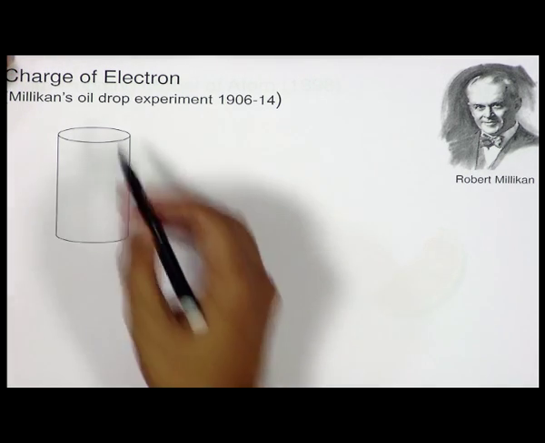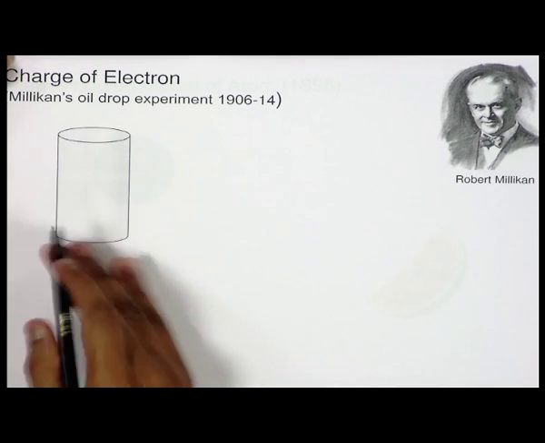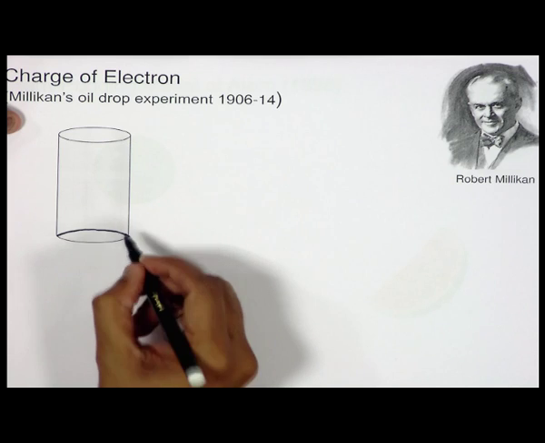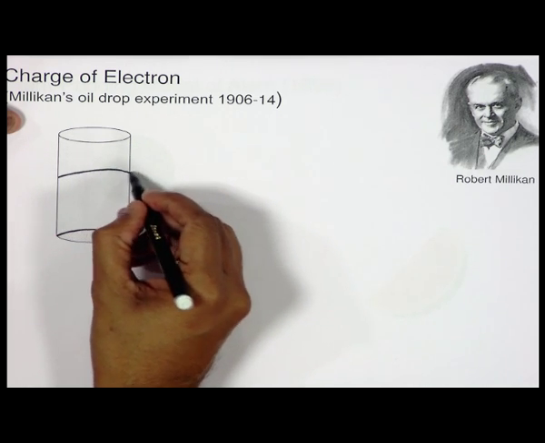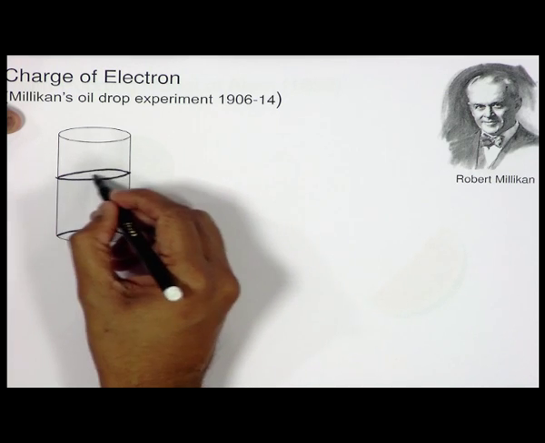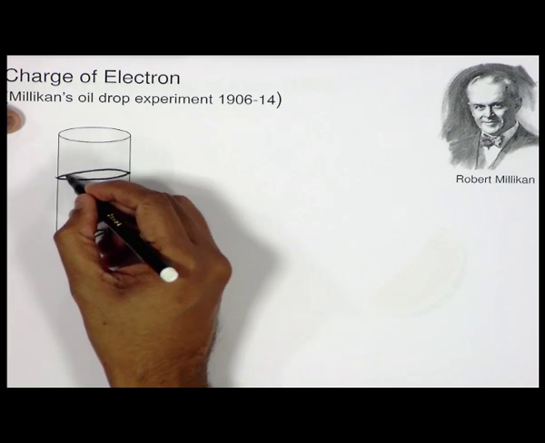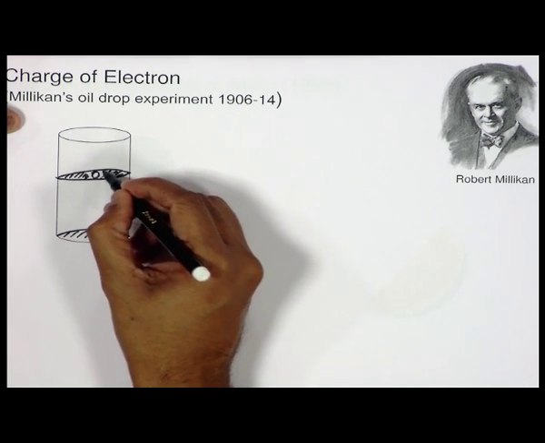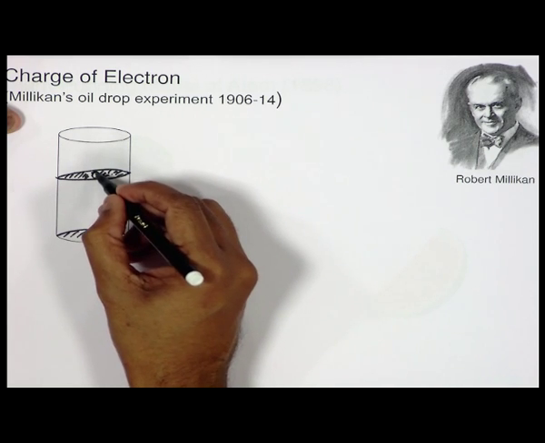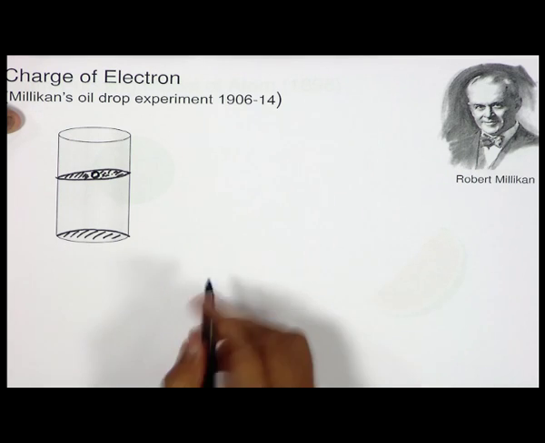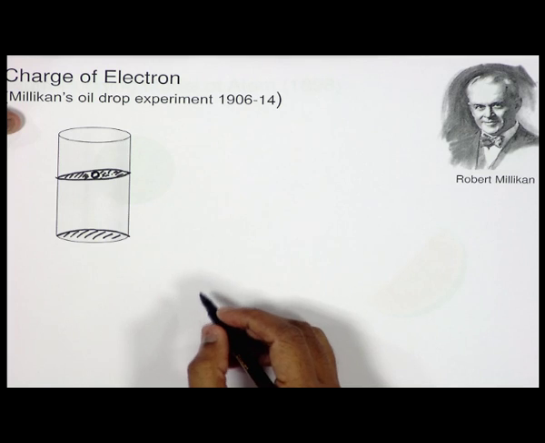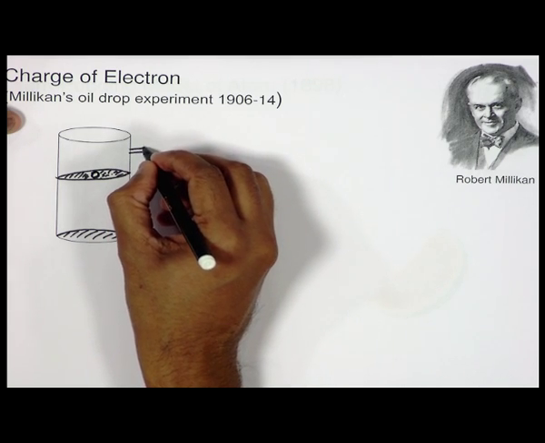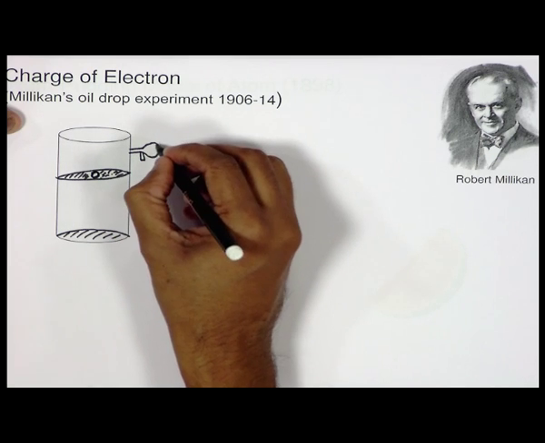The experimental setup looks something like this. You have a large chamber which is fitted with two metal surfaces. You have one metal surface at the bottom, one towards the top, and the top metal plate has a hole, a tiny hole at the center of this plate. To this chamber, Millikan connected a thing that is called an atomizer.